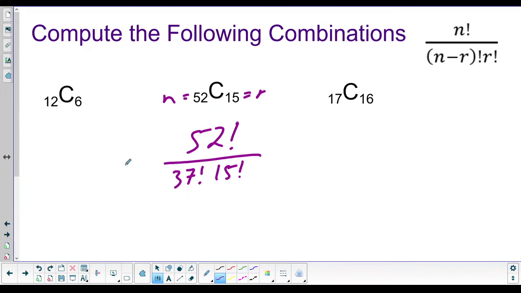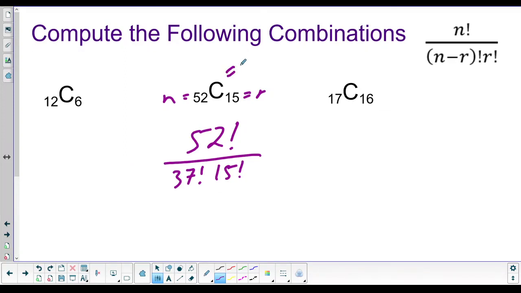So then you go grab your calculator. You're going to do your 52 factorial divided by 37 factorial. Whoops. Back up. 37. There we go. Times 15 factorial. Oh my gosh, what an absurd number.